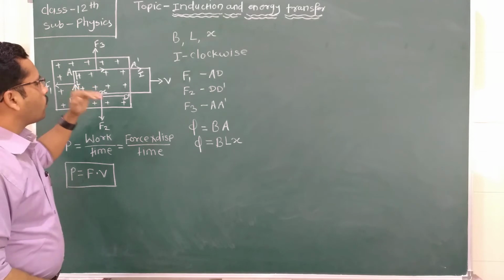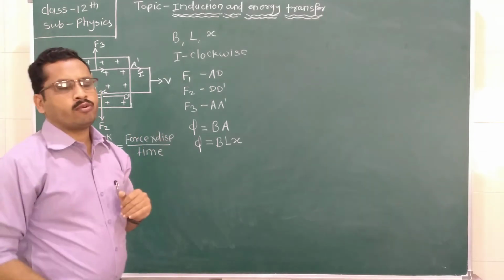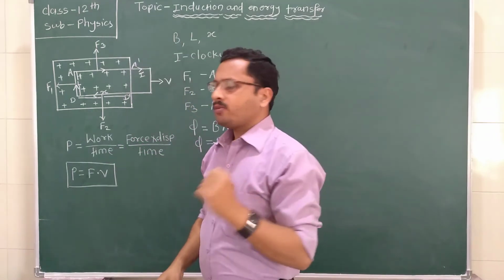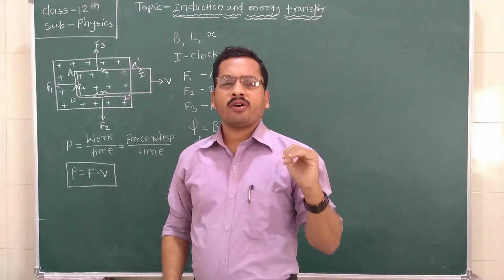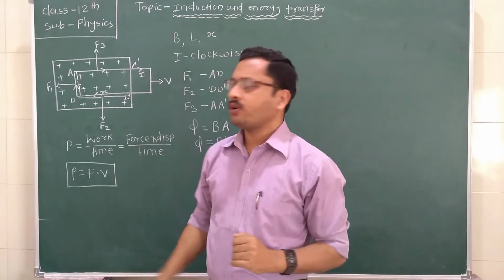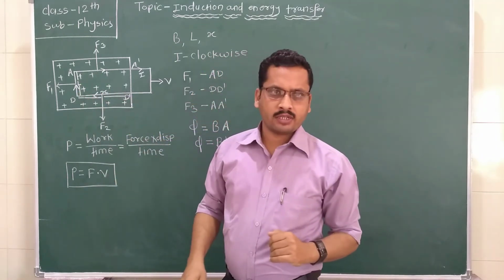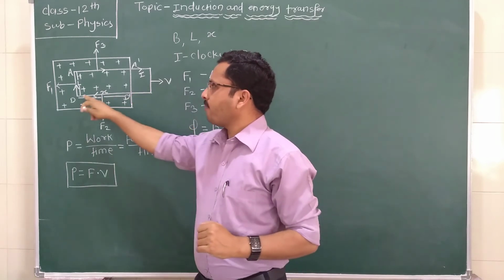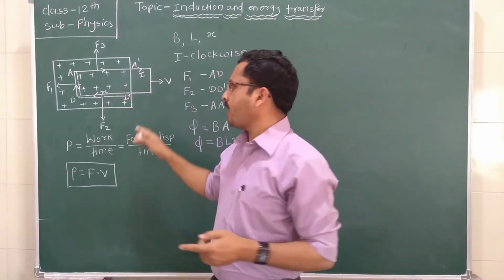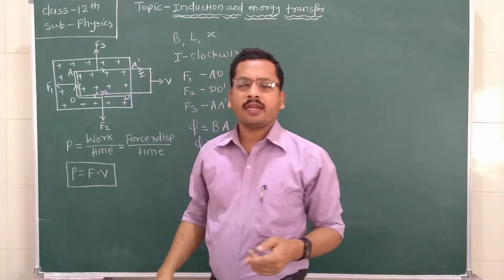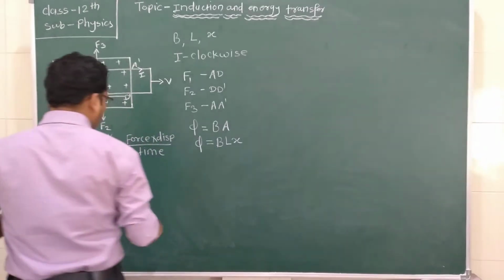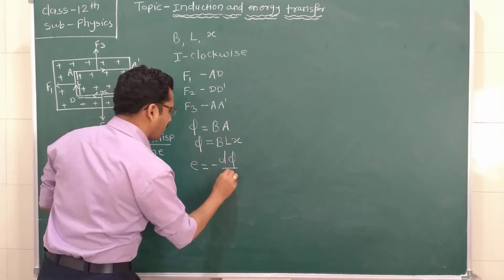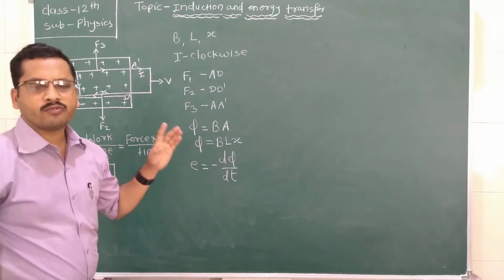Now we want to know what amount of EMF is induced in the loop. According to Faraday's law, the rate of change of magnetic flux gives the induced EMF in the loop. If we pull this loop with a velocity v, the magnetic flux changes, and due to this an EMF is induced in the loop. The induced EMF, according to Faraday's law, is equal to minus d phi by dt, the rate of change of magnetic flux with respect to time.